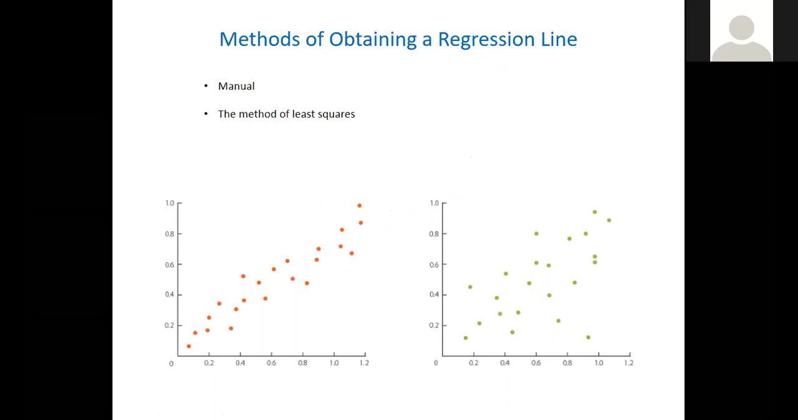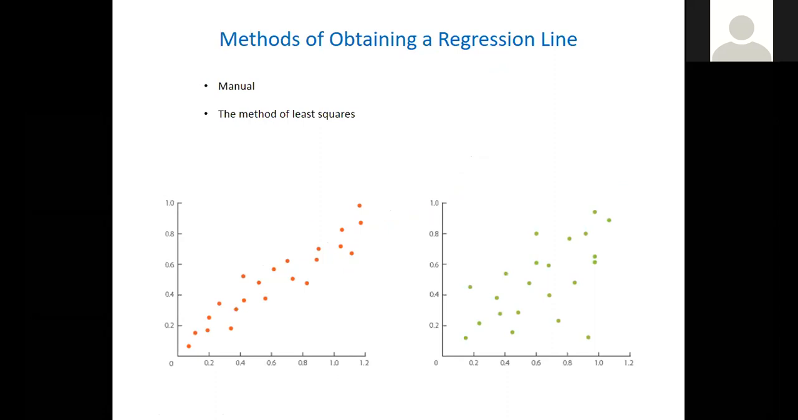Now, how do we obtain that line? If you look at these, one is more scattered than the other, but let's say we give these two to each person. Come and help us draw the line. You will not draw the same line, because the points are not in a straight line. Everybody will draw a slightly different line.